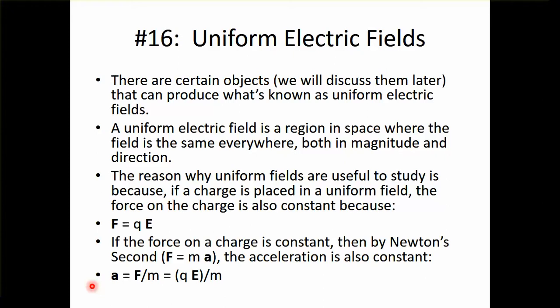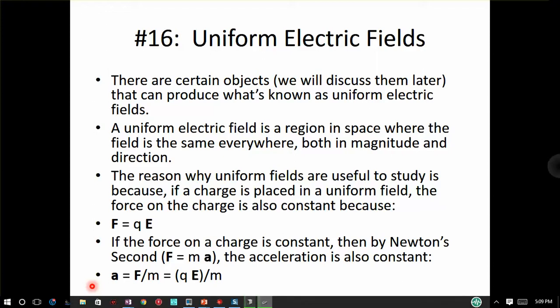All right, so the next thing I want to talk about is uniform electric fields. So a uniform electric field is sort of like a constant electric field. What I mean by that is that if you have a uniform electric field, everywhere in space where this field is, the field is the same, meaning it points in the same direction and it's the same amount, right? That's what defines a uniform electric field. So far, we don't know of anything that produces uniform electric fields. We'll learn about them later.